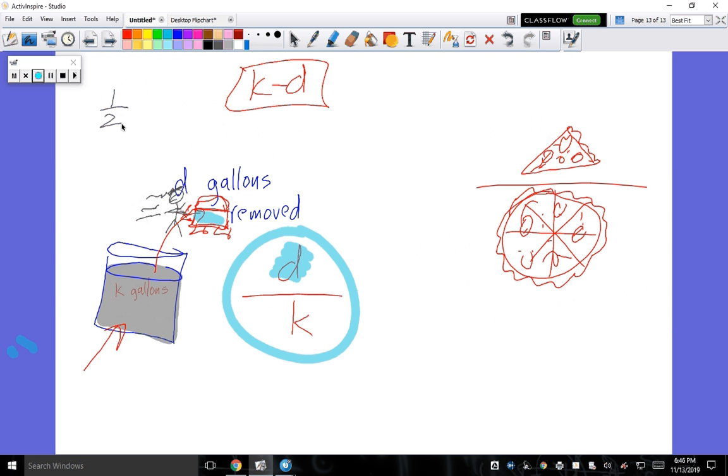50%. If I put this in my calculator right now, I get 0.5. You agree? So how do I make 0.5 say 50%? How do I convert a decimal to say 50%?